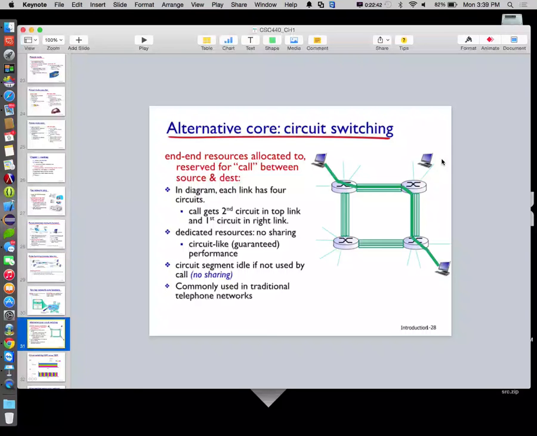So, as an alternate to packet switched networks, we can look at circuit switched networks. End-to-end resources are reserved for a call between source and destination. Think of these like the telephone network.